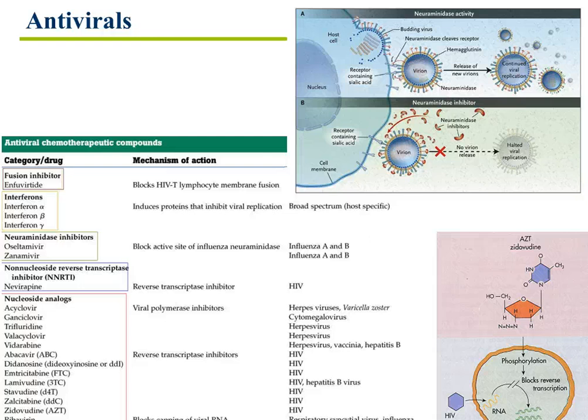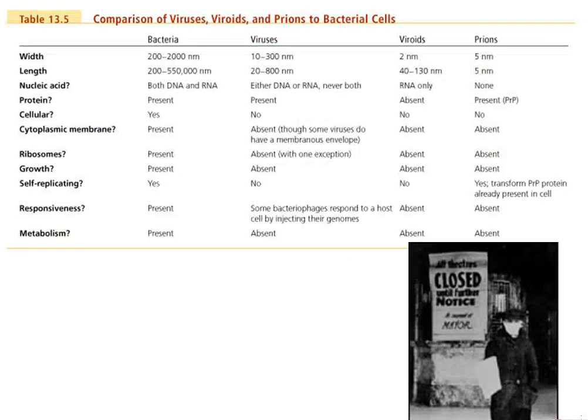Up here at the top, you see neuraminidase inhibitors like Tamiflu that work in blocking the attachment and the release of flu viruses from infected cells. And again, you can stop and look at this in more detail. And again, here's another shot from your book comparing bacteria to viruses to viroids to prions. Take a look at that. Be sure you understand these different groups: the viruses, viroids, prions.